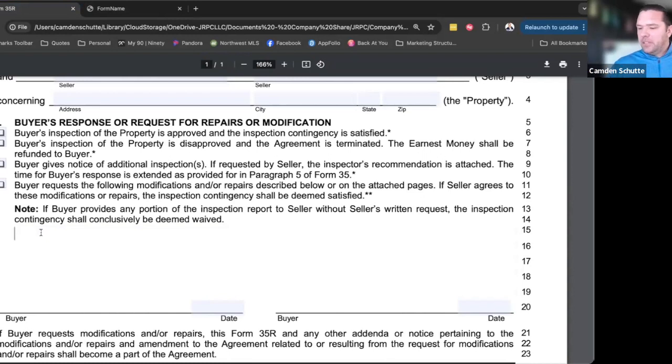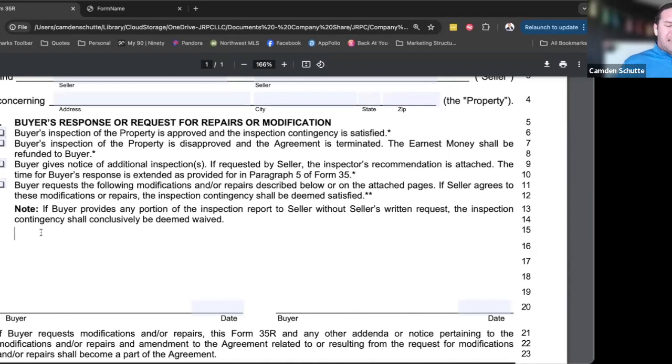So, because we have to write language. It's not just checking a box or selecting a certain addendum or a number of days. We actually have to write language to request those repairs. And remember, you're held to the standard of care of an attorney. So how would an attorney draft that language, and how are you going to do it?